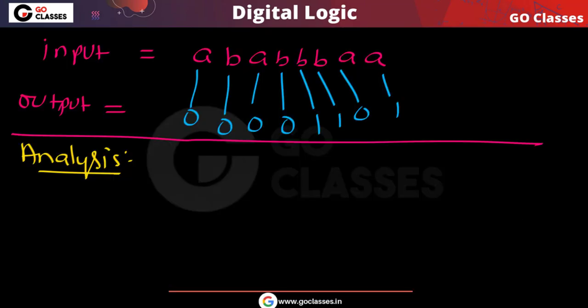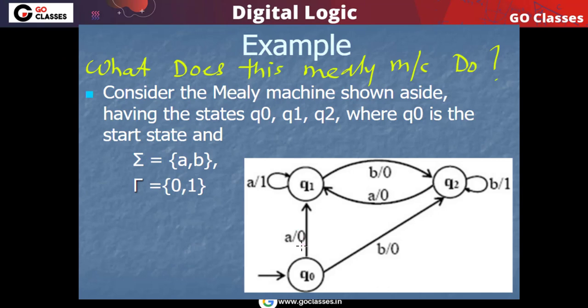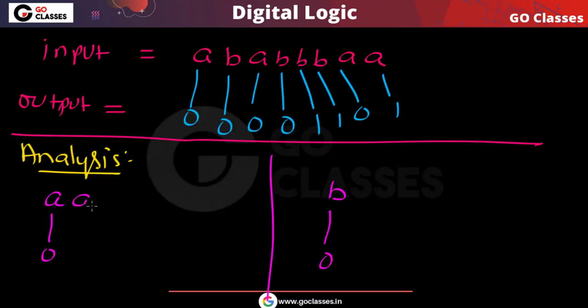Let us assume your first symbol is A. The first symbol can be A or the first symbol can be B. If the first symbol is A or B, the output definitely will be 0. Now after this first symbol A, if the second symbol is A, then the output will be 1. Now if another A comes, output will be 1.